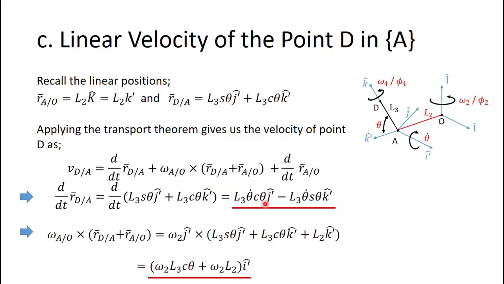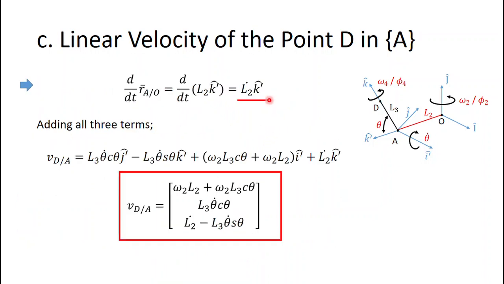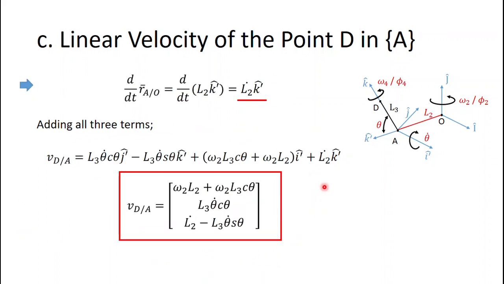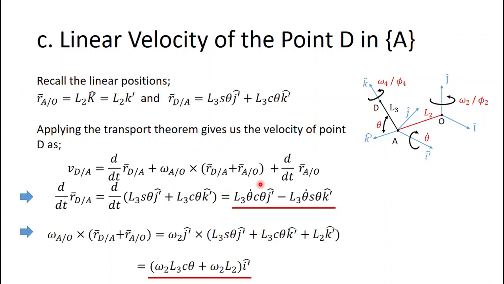Another check could be one term in j, another in k, two in I, and the last one is also in k. So we should have two terms in the I direction, one term in the j direction, and 1 plus 1, two terms in the k direction. So we have got 2, 1, and 2. That seems nice. And then we can verify what the terms are as well.